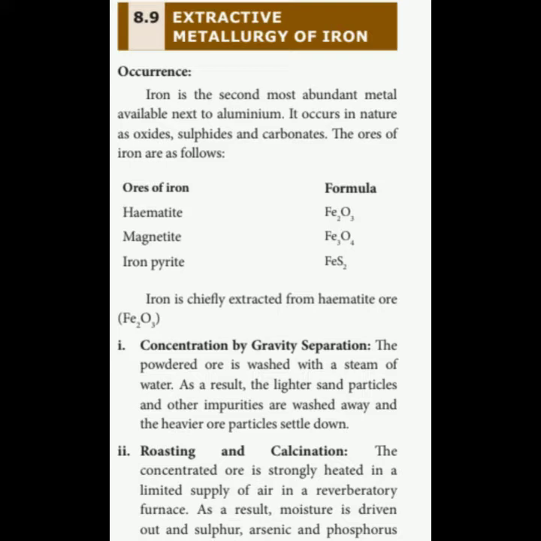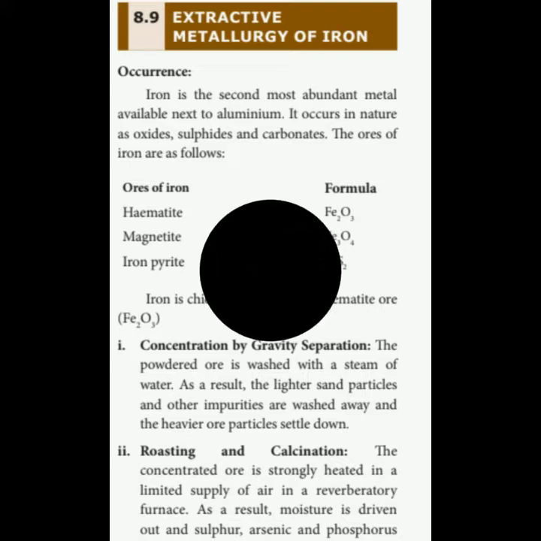As a result, the moisture is driven out. So during roasting, the moisture, that is wet particles, is driven out, and sulfur, arsenic and phosphorus, which are the impurities, are also oxidized off. That means they are converted into sulfur dioxide, arsenic oxide and phosphorus oxides. These impurities are now oxidized and can be removed. So only the concentrated ore particles remain after the roasting process.